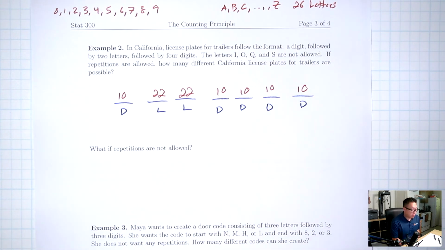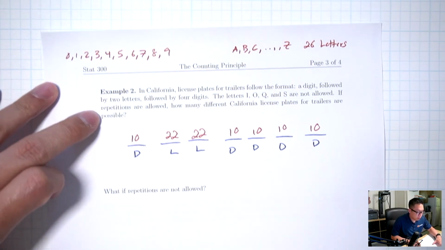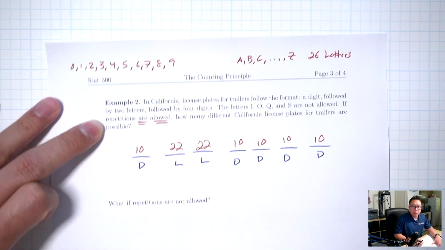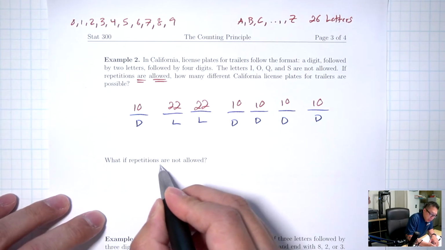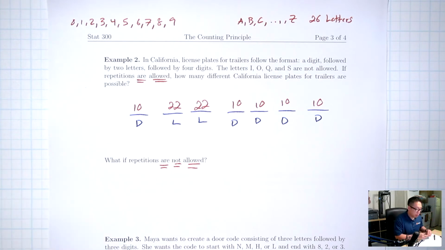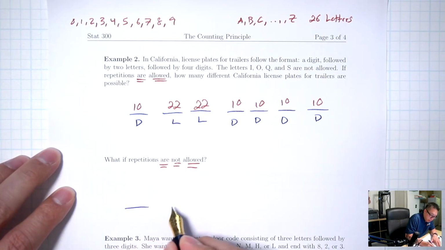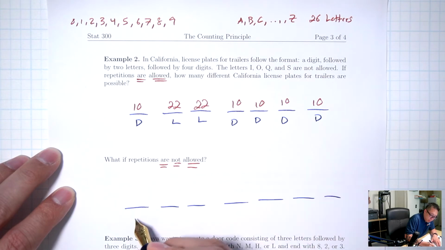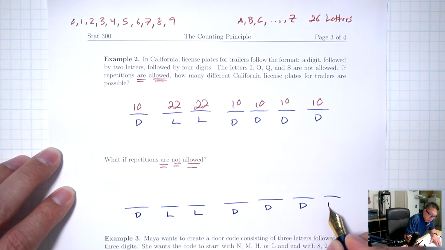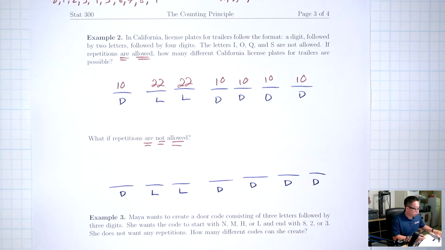Second part. What if repetitions are not allowed? So notice that for the first part here, repetitions are allowed. Now, what if repetitions are not allowed? What's the difference? Let me first copy the blanks. So digit, letter, letter, digit, digit, digit, digit.